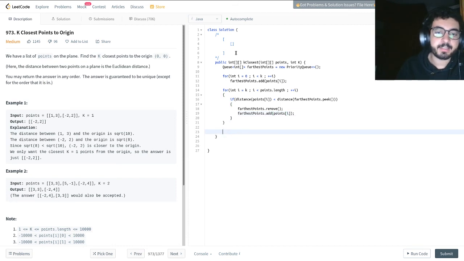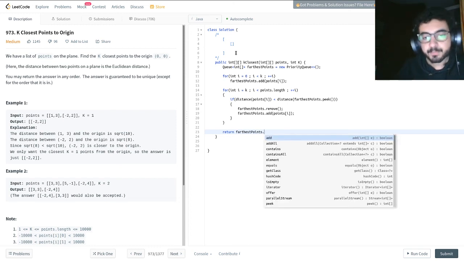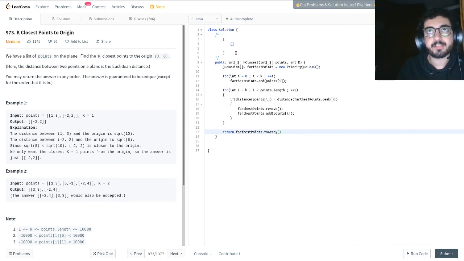And in the end, it says that we don't want to get them in any order, just return them in any order you want. So farthest points dot, which is now our correct elements, to array of multi-dimensional array, which is a new int array of k, because the answer is of k.